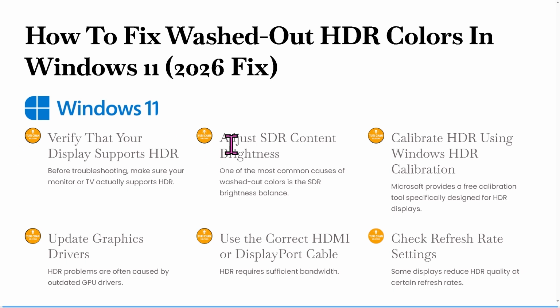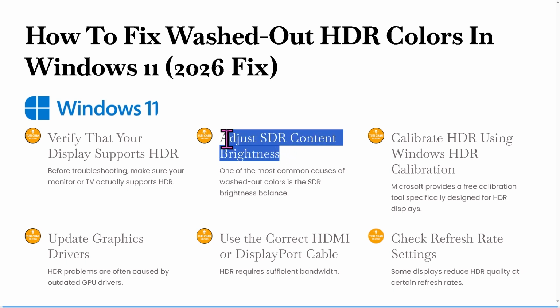And then the next thing that you can look into is adjusting the SDR content brightness. One of the most common causes of washed out colors is SDR brightness balance. So I want you to go to Settings, select System, click Display, and open the HDR. Look for the SDR content brightness. Now move the slider gradually until white looks natural, black appears deeper, and desktop colors no longer look faded. For most monitors, settings between 30% and 60% provide the best balance.